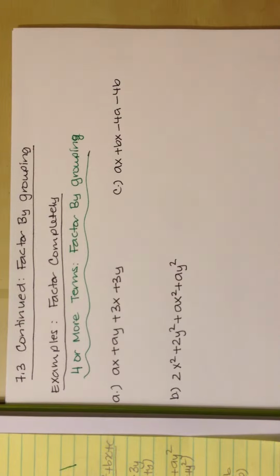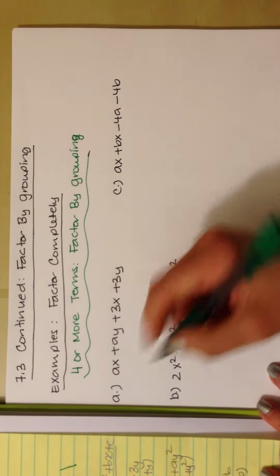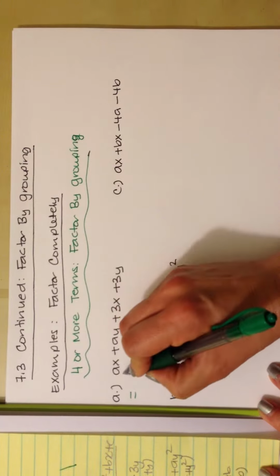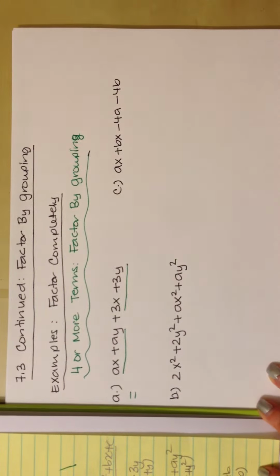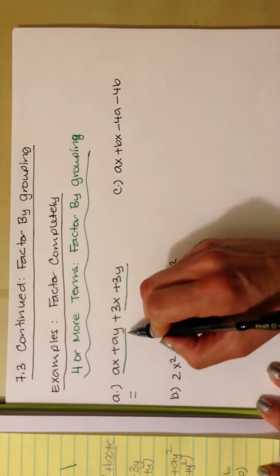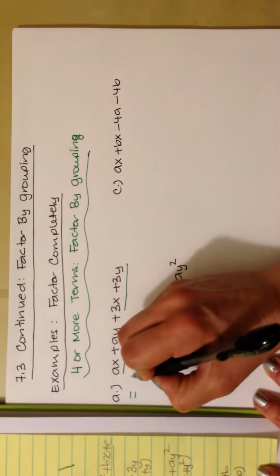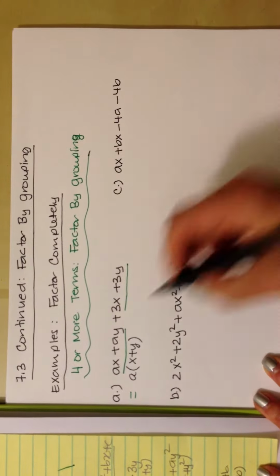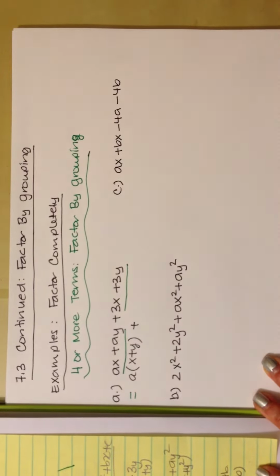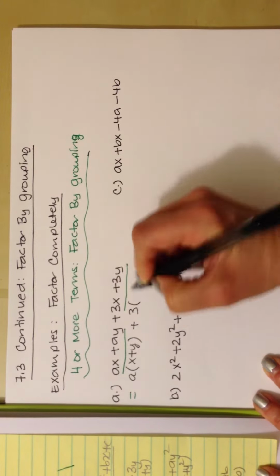And normally when you factor by grouping, let's start with the first problem, you group the first 2 and we group the last 2 terms together, hence the name grouping. And from the first 2, we factor out the GCF. The GCF is A. Then we write plus. From the second part, we factor out a 3.